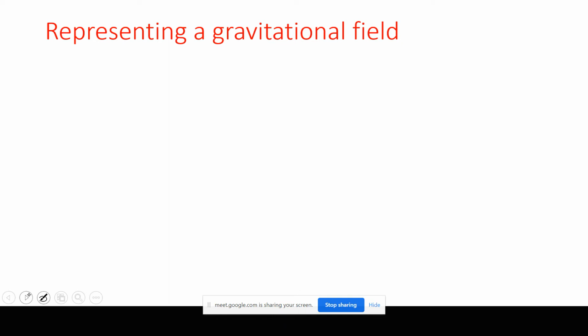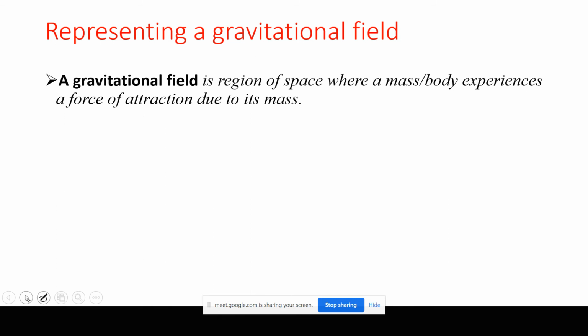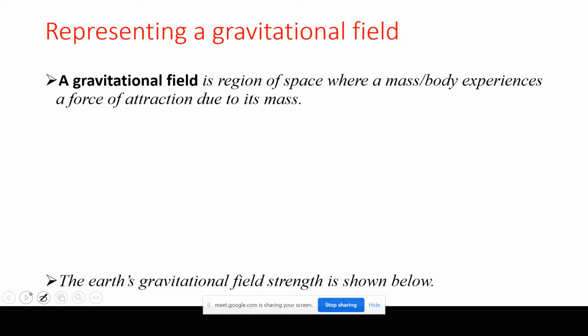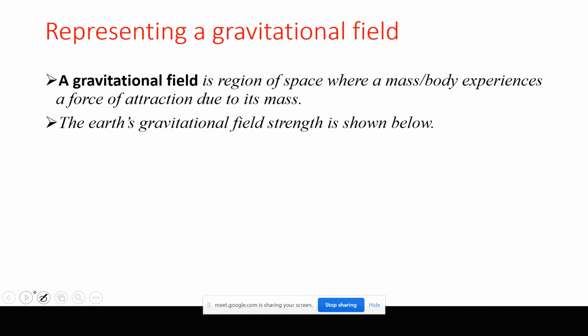But of course, in gravitational fields, because the force between two masses is always attractive, the field lines will always point towards the mass. The field lines are always going to point towards the Earth. We know that at any point on the Earth's surface, any object is attracted towards the center of the Earth. So what does that imply?